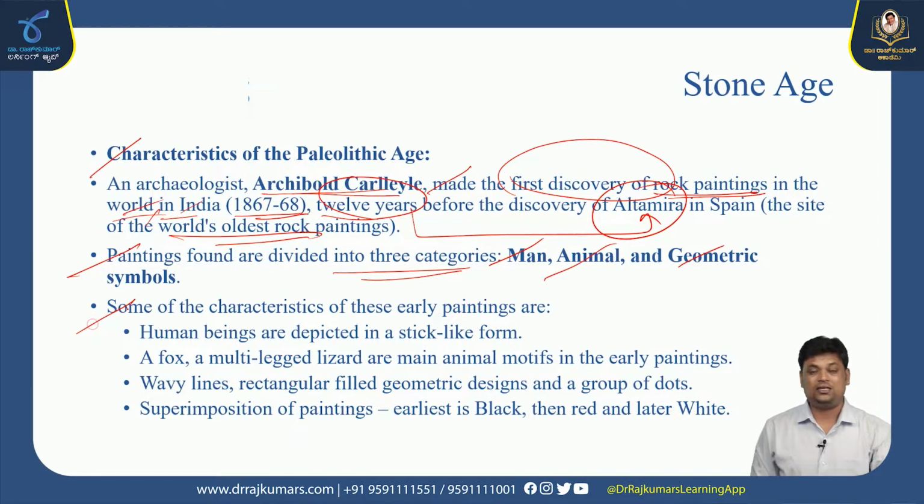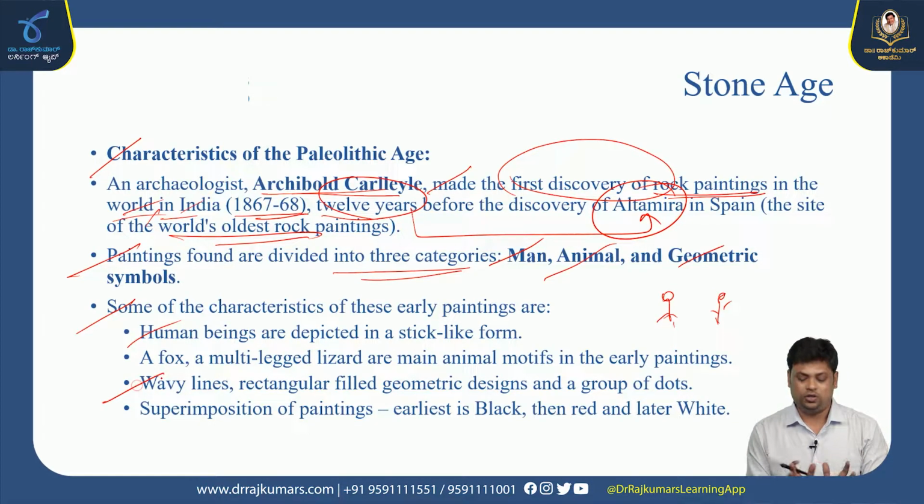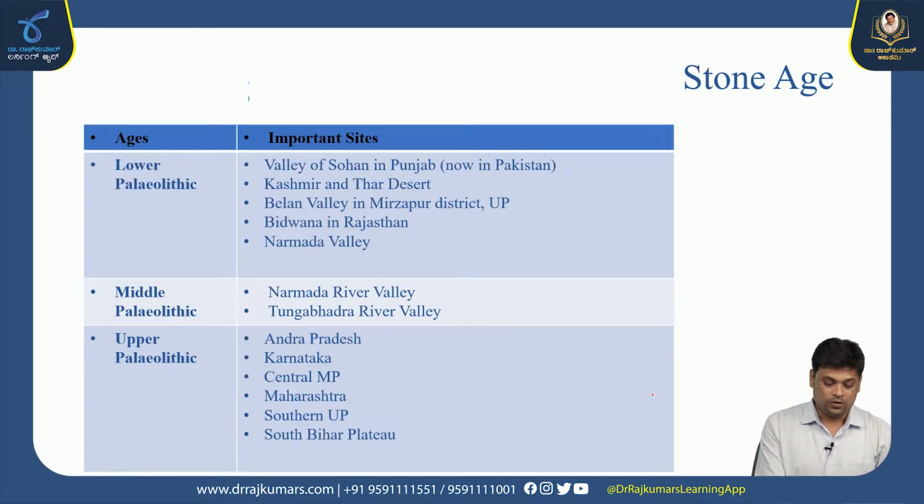Some characteristics of the early paintings: human beings were depicted in the form of sticks. There were also a fox, a multi-legged lizard and other animal motifs, and wavy lines and rectangular filled geometrical designs. The important sites are the Valley of Sohan in Punjab, Kashmir and the Thar Desert, and Didwana in Rajasthan.